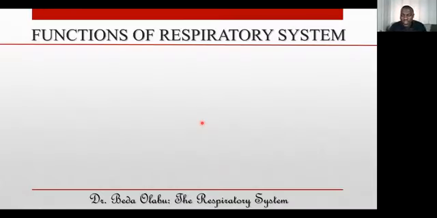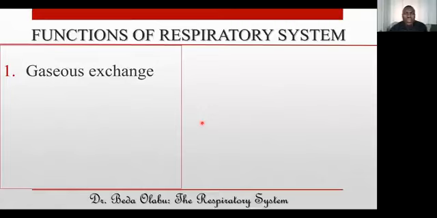What are the functions of the respiratory system? We can state a number of functions of the respiratory system. Of course, top on the list is gaseous exchange, as we've already elaborated. This is to mean that oxygen and carbon dioxide are exchanged by the respiratory system. It simply means that our body takes up oxygen and releases carbon dioxide, and so the respiratory system helps us to do this.